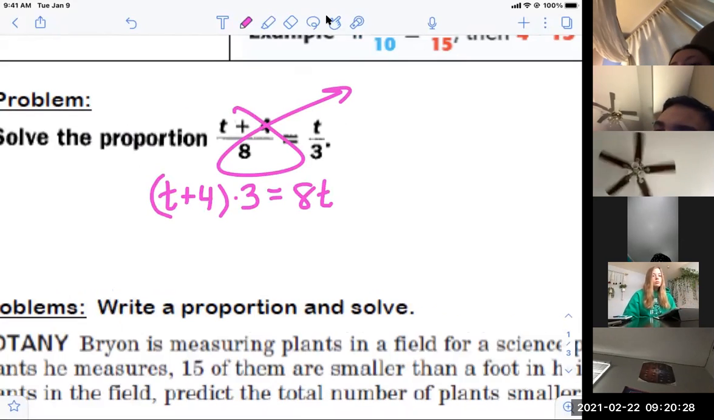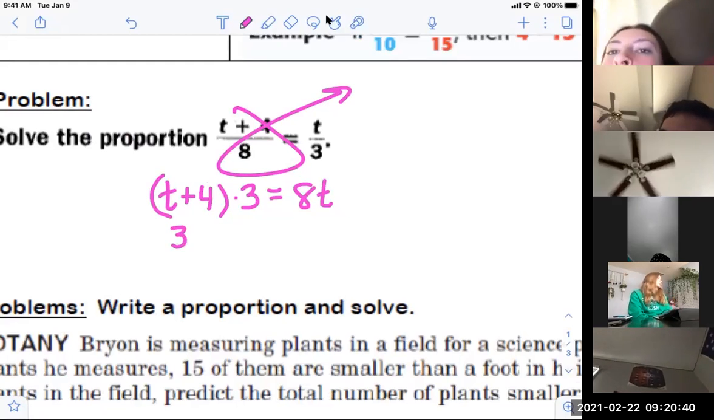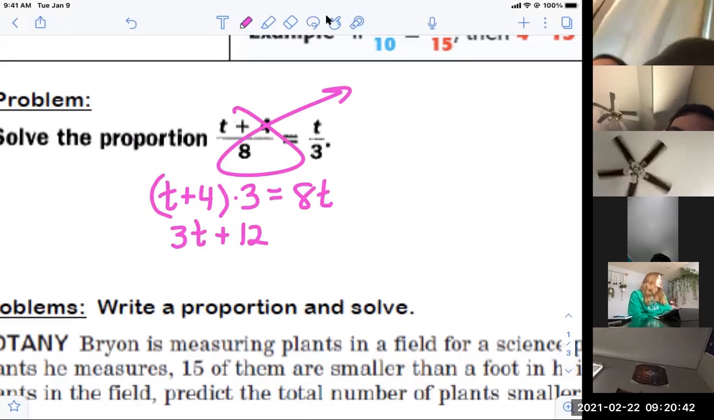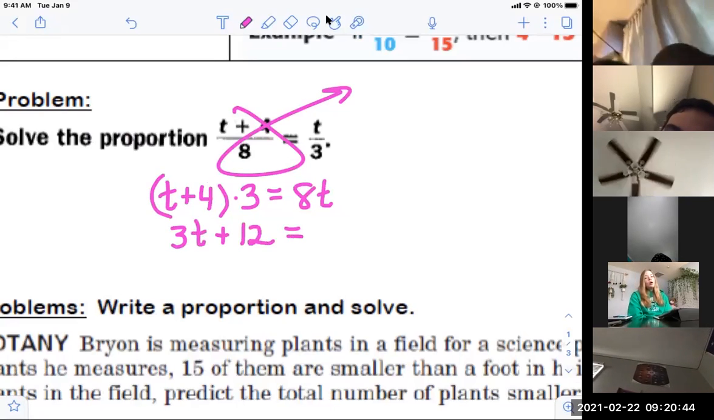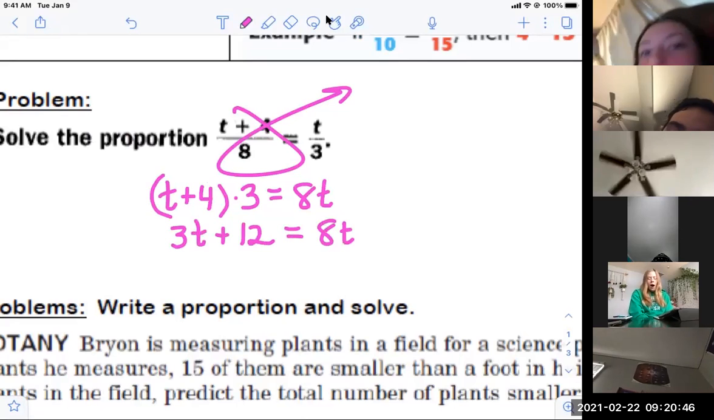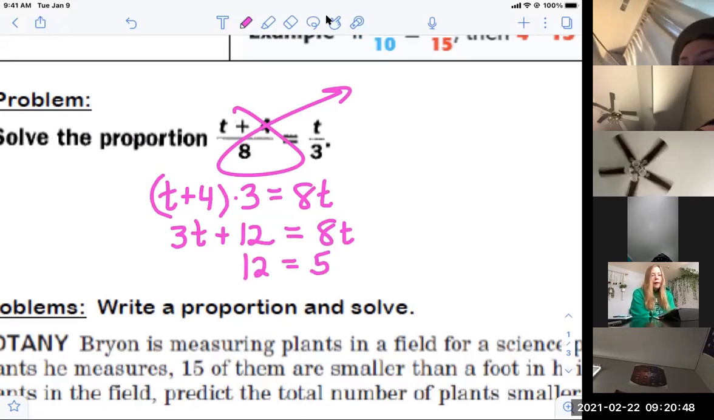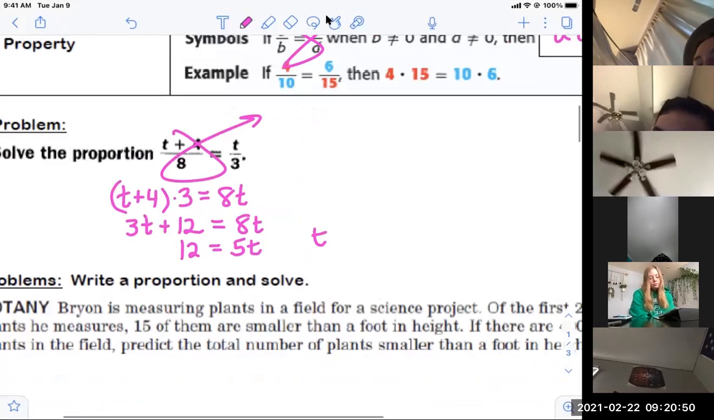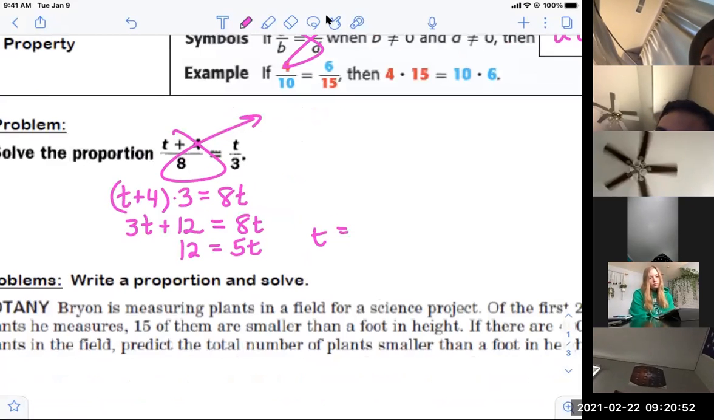Only multiplying it to either the t or the 4 and not to both. Yeah, usually what happens is we get the 3t, but sometimes we forget to distribute that 3 to the 4, right? So you don't have to write that step, but I'm writing that there to remind you that you are going to have that 3 getting distributed. And then when we solve, 12 equals 5t, t equals 12 over 5.